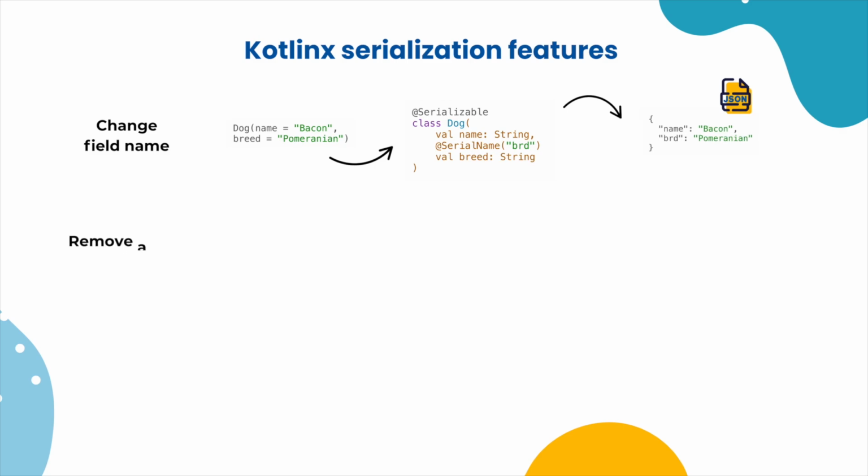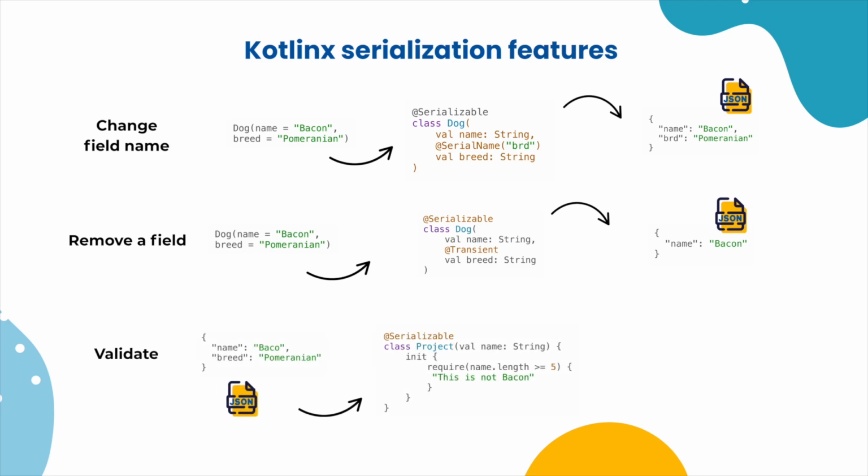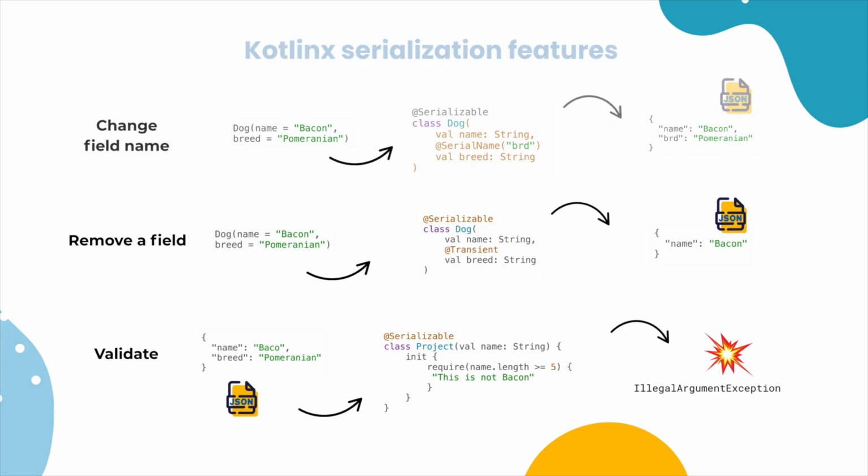We can also remove a field during serialization. This is done by annotating the field which you want to ignore with a Transient keyword. And the last example here is validation. By using a secondary constructor, you can actually validate fields of your class during serialization. If the validation fails, it will result in an exception which we can then catch. These are just a few examples of what this library can do, so I'll leave a link for the full documentation below. And that's it.